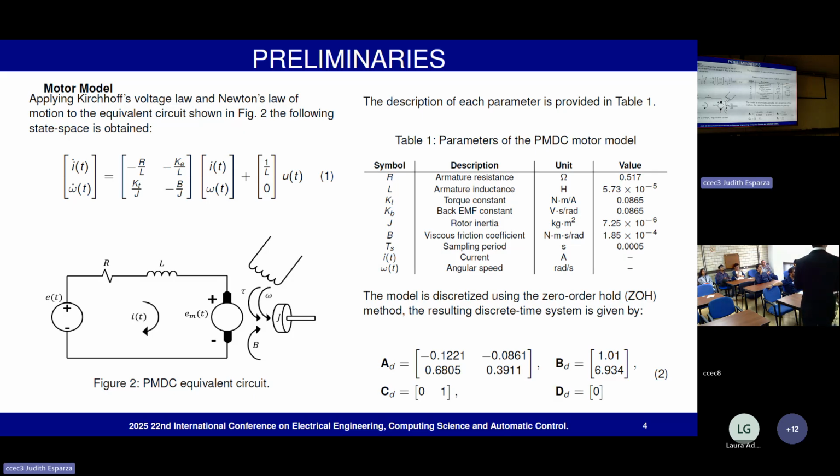After discretizing the system using the zero-order hold technique, we obtain the state space that is shown in equation number 2.